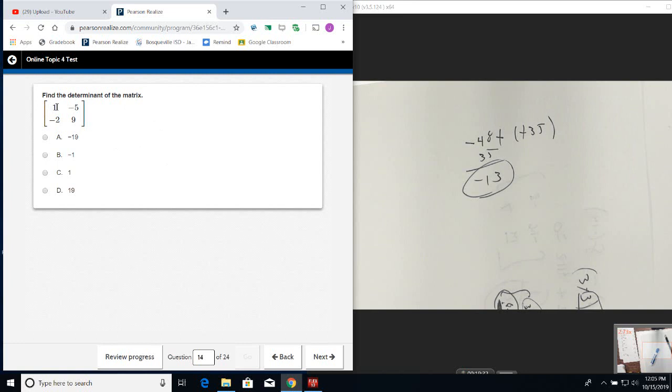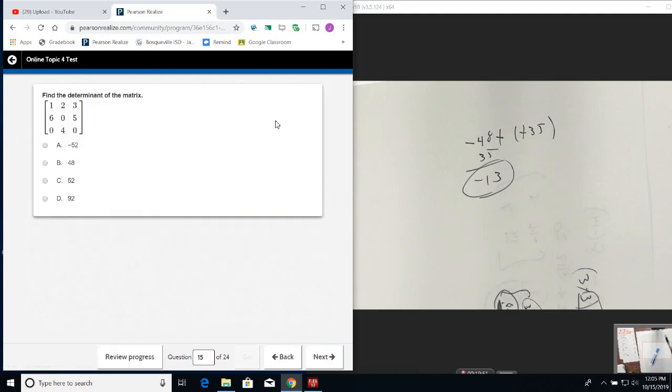Once again, to find this determinant, it would be 9 minus a positive 10, which would be a -1. The main diagonal is 9 minus a positive 10. 9 minus 10 is a -1. Everybody good with that one? All right, let's go to 15.